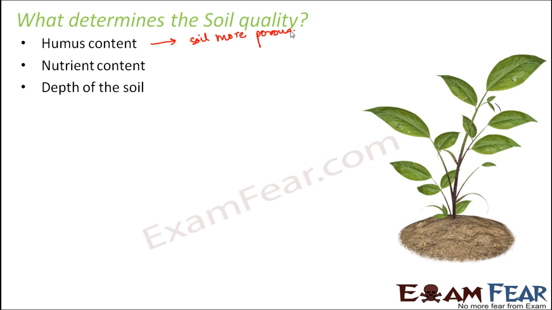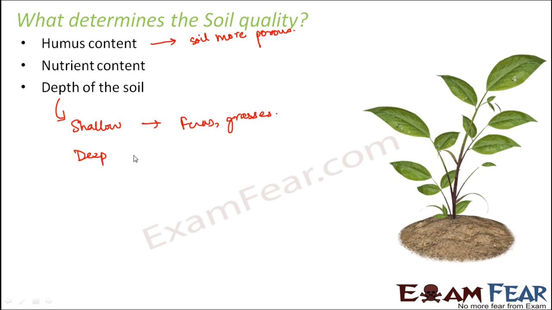The third factor is depth of the soil. Certain plants need shallow soils, whereas certain plants need deep soils. When you talk about depth, the depth can be less, wherein we call them shallow soils, or the depth can be more, wherein we call them deep soils. Certain plants, for example grasses and ferns, do not need very deep soils because their roots do not go very deep. So grasses, vines, ferns need shallow soils.